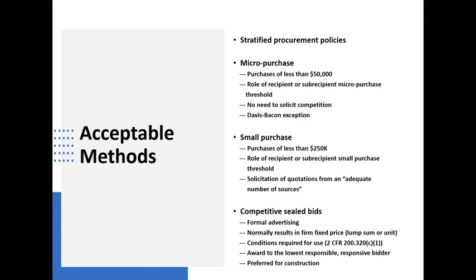Now, one of the urban legends that's out there in federal grant land is that you've got to get 3 bids. I challenge you to find anywhere in federal rule books where it says that. Okay? What it says is that you solicit quotations from an adequate number of sources.